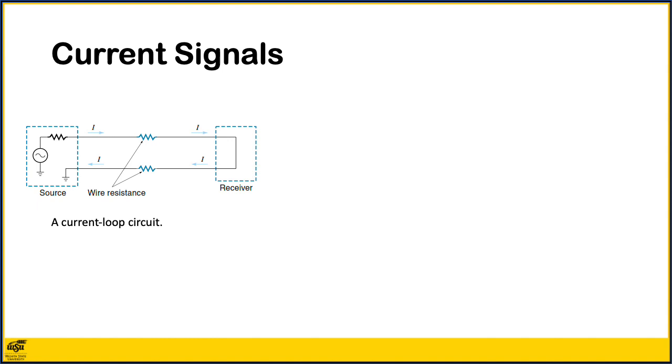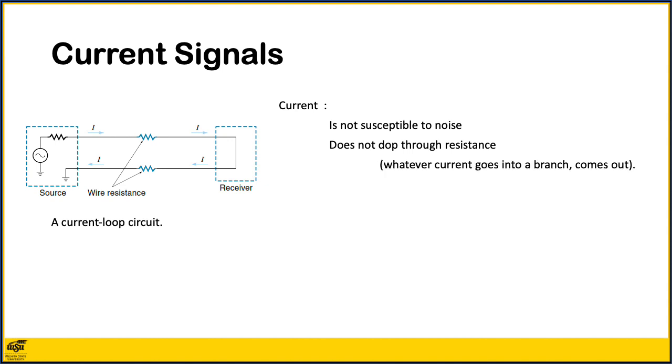One solution to the problems of noise and signal attenuation is to use current instead of voltage to convey the information. This is effective because current, unlike voltage, is not as susceptible to noise and does not drop when it goes through a resistance. As Kirchhoff's current law tells us, whatever current goes into a branch comes out. This is illustrated in the diagram.